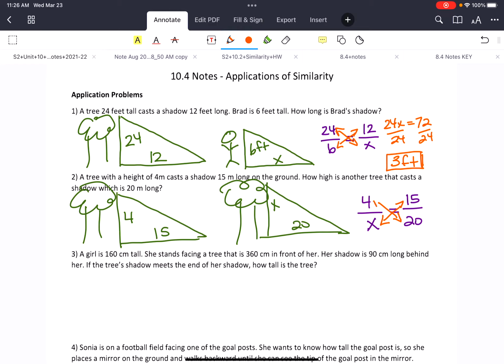So we're going to cross multiply again. 4 times 20 is 80, so I get 80 equals 15x. And when I divide that, let me throw that in my calculator really fast. We end up with 5.3. Oh, these are not feet. These are meters. I'm going to make that a little more legible for you guys. 5.3 meters.